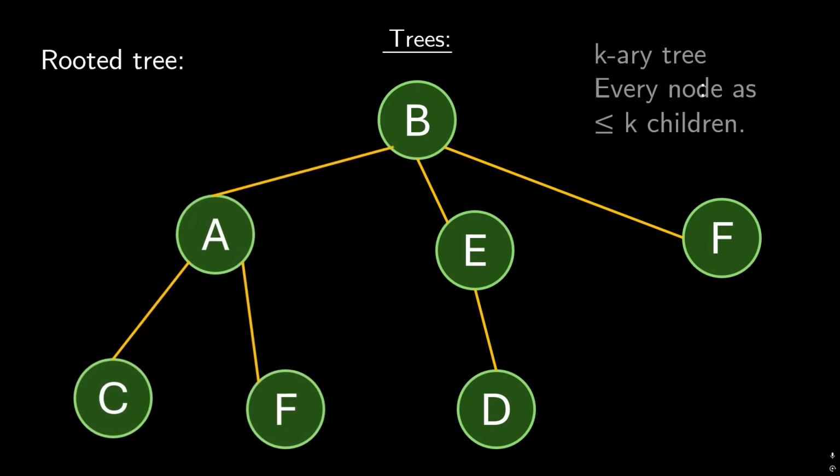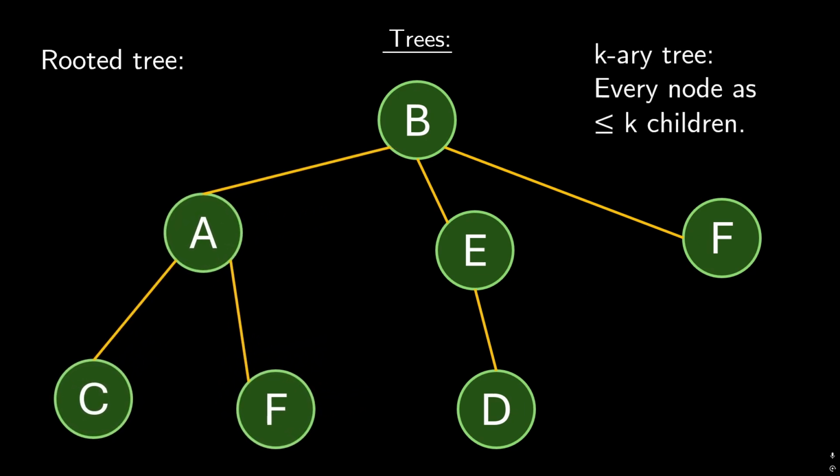Okay, moving on. A k-ary tree. So a k-ary tree is a tree where every node has less than or equal to k children. So in this example I've shown you, you can see how all the leaves have 0 children, we have an internal node here that has 1 child, we have an internal node here that has 2 children, but really the root node has 3 children. So the maximum number of children we have here is 3. So this is actually a 3-ary tree.